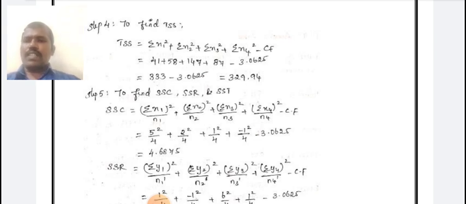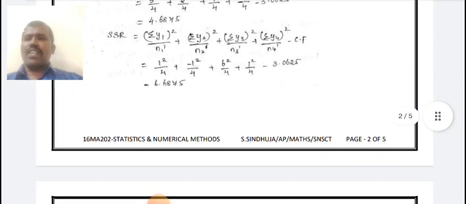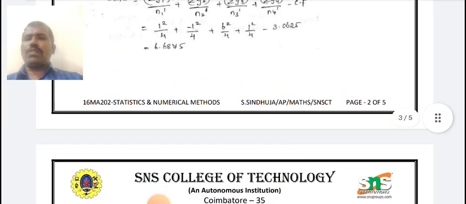SSC equal to sum of squares between columns. So summation x1 the whole square by n1 plus summation x2 the whole square by n2 plus summation x3 the whole square by n3 plus summation x4 the whole square by n4 minus correction factor, the value is 4.6875. There also SSR, with the row-wise y1, y2, y3, y4 values, we get the value 6.6875.